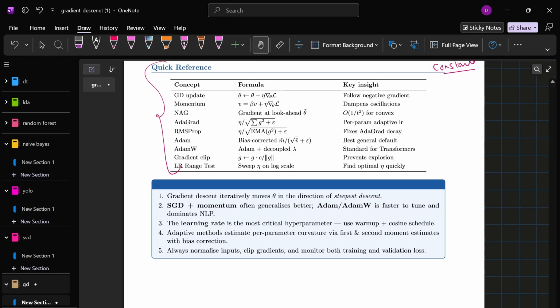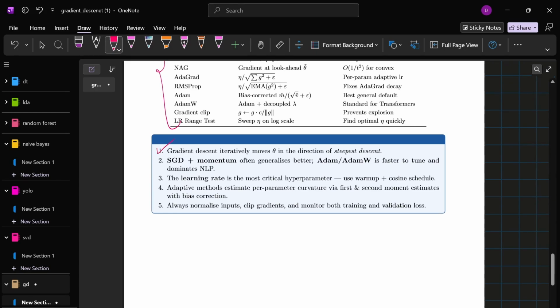Gradient descent equals blindfolded hiking, which we have already seen via example. Second, SGD plus momentum often generalizes better. Adam and AdamW, when you start coding, you'll use as a daily part of your code. Third one is that the learning rate is the most critical hyperparameter, so optimizing it is very important. Fourth is the adaptive methods: estimating per-parameter curvature can be used as your first and second moment estimation. This is a very important point.